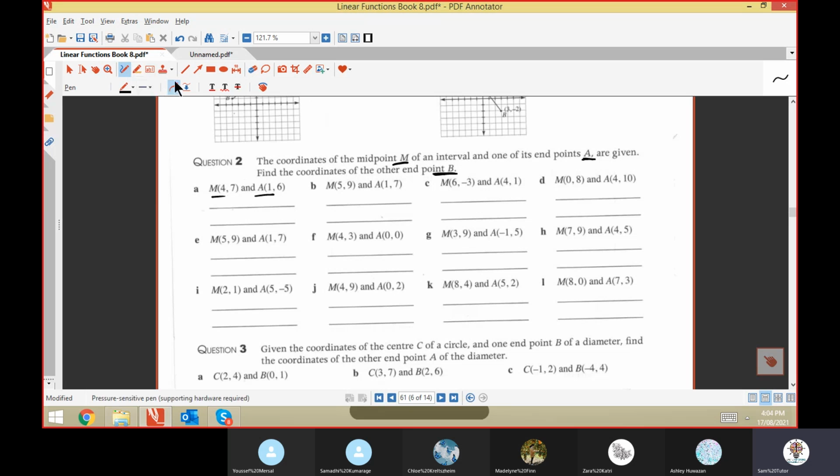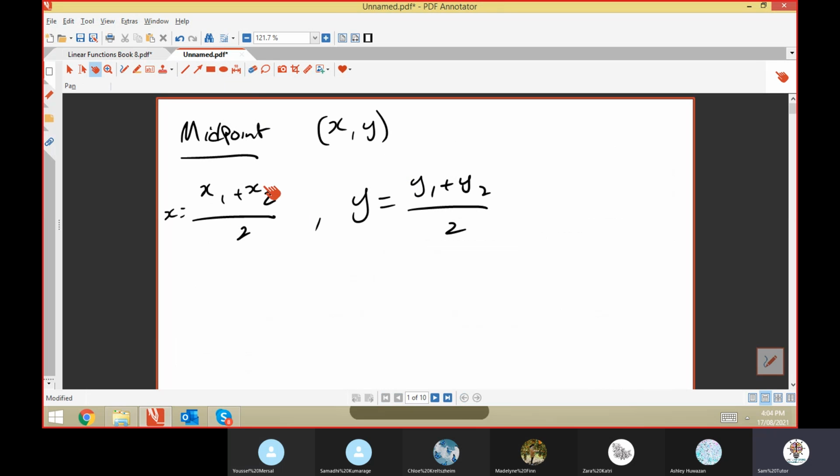So hold on. This time I've said to you, here's the midpoint already, and another point, but I can't remember my original point B. What I've got is I've already got the midpoint M, which is represented by M, x and y. I already have A, so I've got x1 and y1, but what I'm missing is B, which is technically x2 and y2.